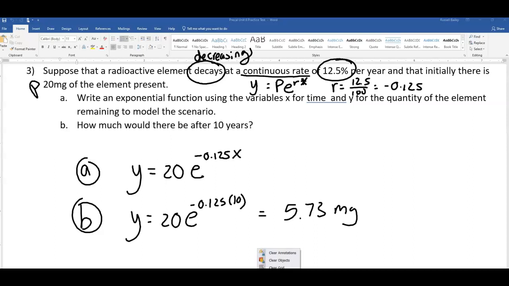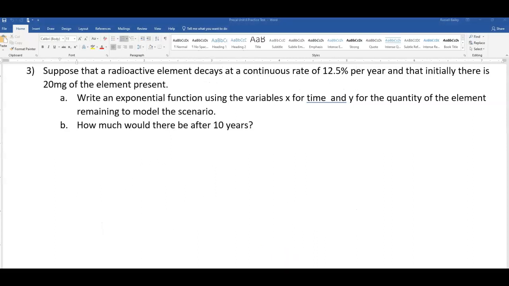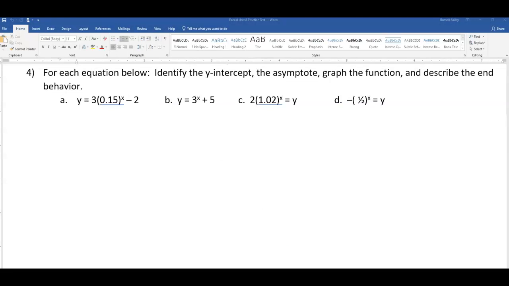Let's go ahead and take a look at our next problem. So we're going to do a couple things with these. We're graphing them basically, but we're going to do a couple things. We're going to find the Y-intercept, the asymptote. We're going to graph it, and then we're going to describe the end behavior, just like we did way back when we were doing graphing earlier. Right?